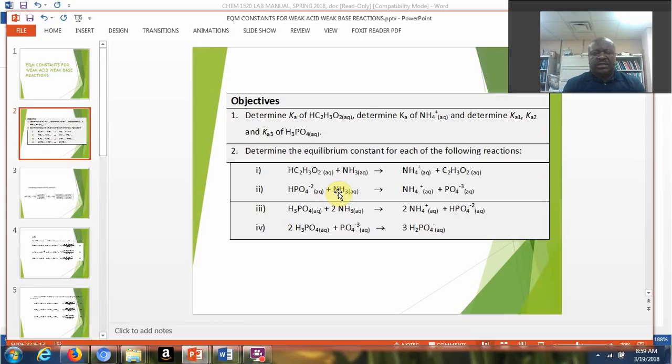All right, so in order to do so, we'll need to determine the Ka values, the Ka for these acids up here. That's acetic acid, the ammonium ion NH4+, and then for phosphoric acid we need Ka1, Ka2, and Ka3, and it turns out that with these we can determine the equilibrium constants for these reactions here.